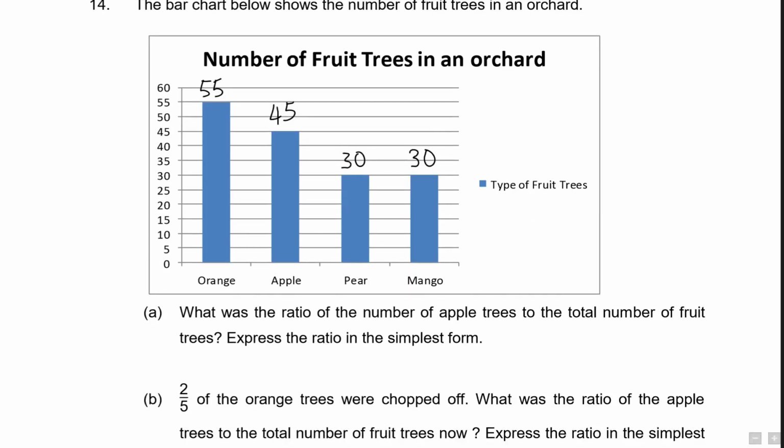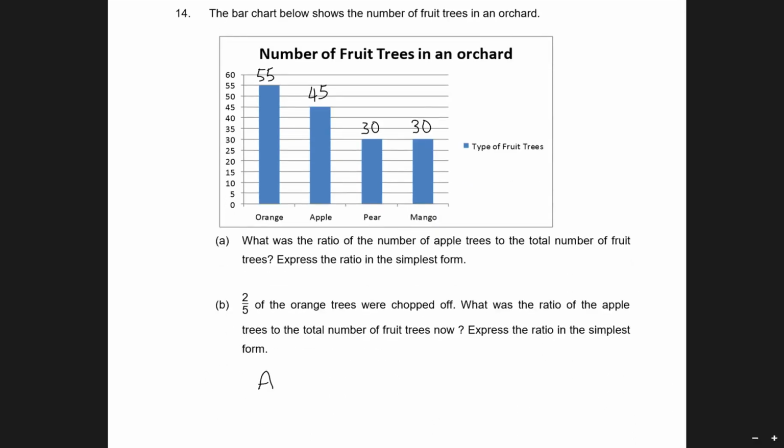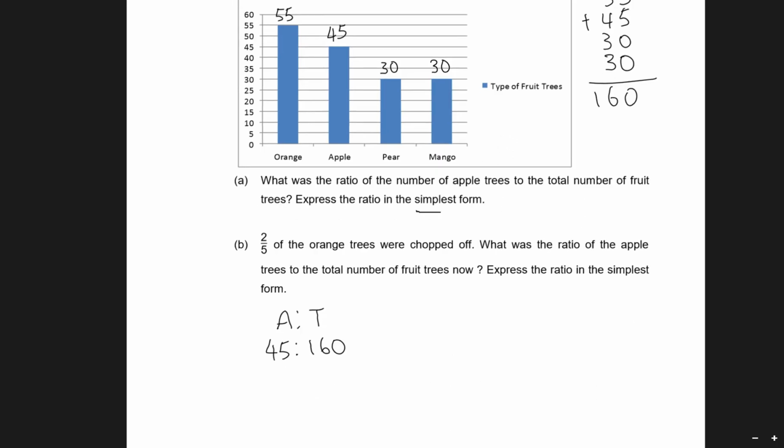Please check. Now, 14a says, what was the ratio of the number of apple to the number of total? Apple, we know is 45. Now, total is something that we will need to find out, right? So let's find out at the side. 55 plus 45, plus 30 and 30. Again, remember, there's no need to do the workings because the calculators are there beside you. So we have 160.